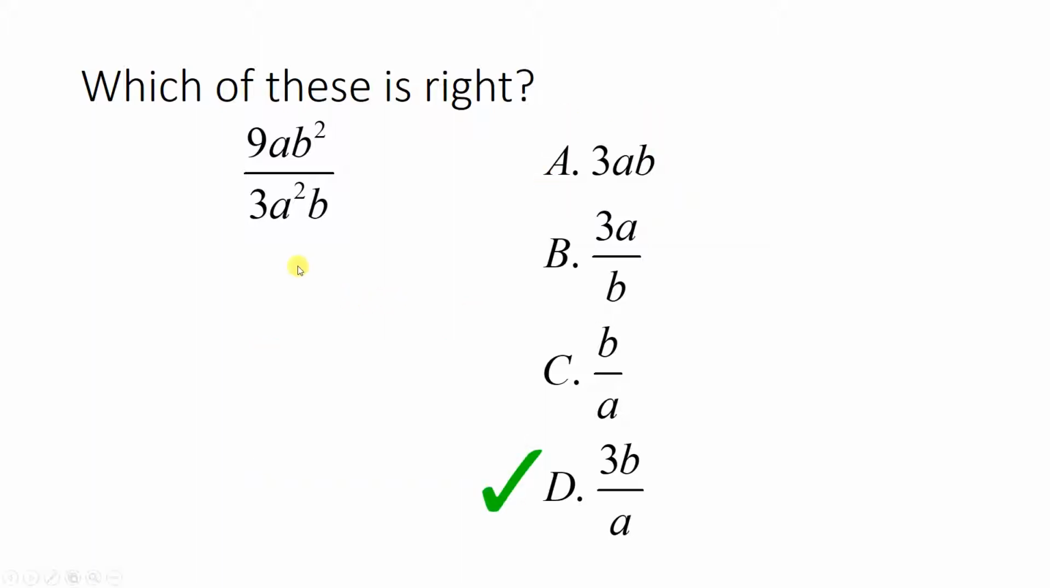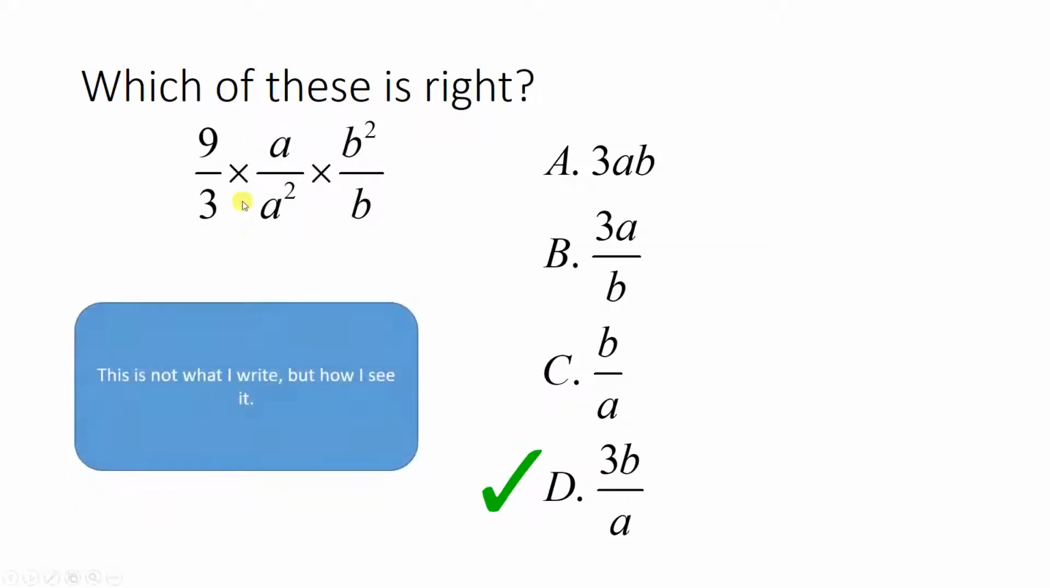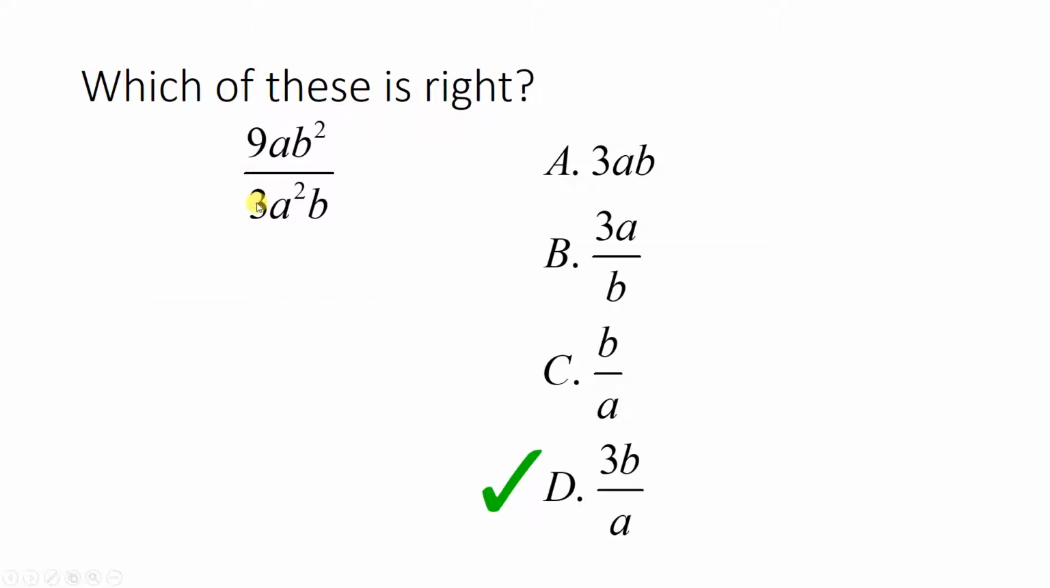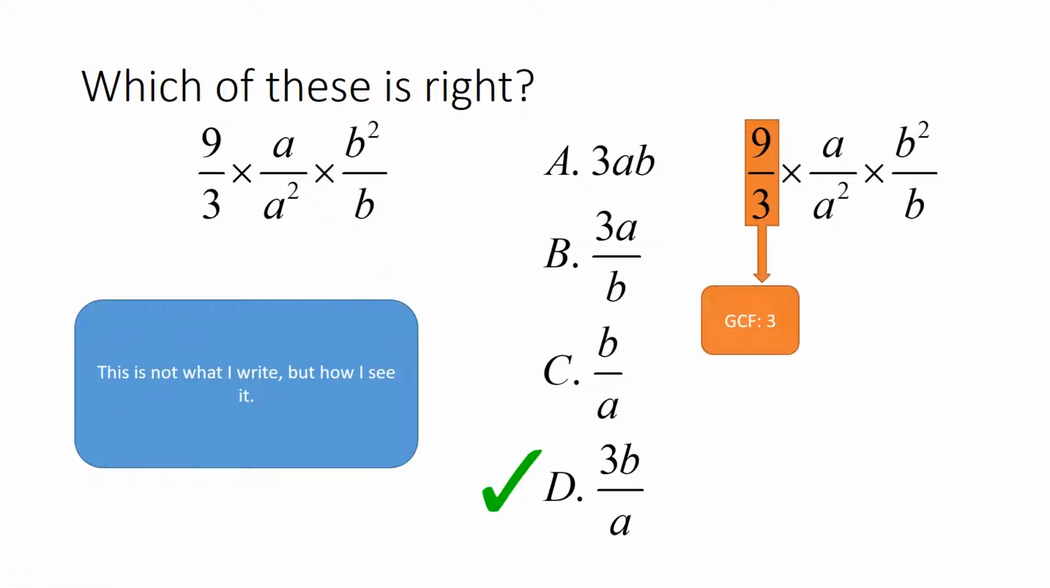Now, when I see 9a squared b squared divided by 3a squared b, here's how I would do this to get my answer right here. What I actually see is the whole thing's separated. The numbers are separated like this, you see? They're being multiplied by the terms that have A, and those are being multiplied by the terms that have B. Let's go ahead and throw it over here on this side so we can do a little bit of work. Now, 9 and 3, their greatest common factor is 3.